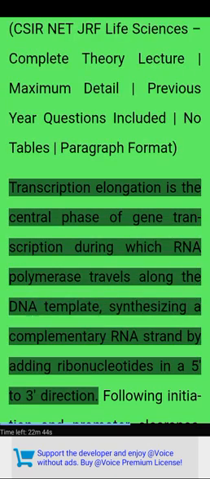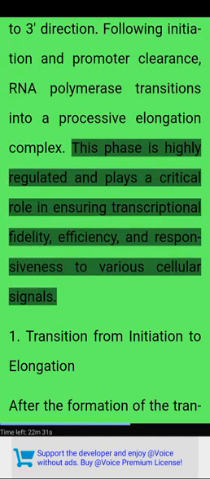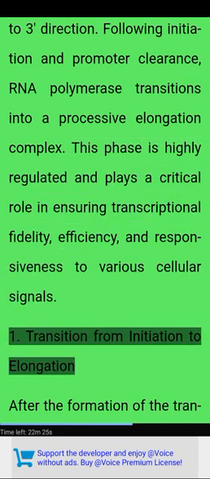Transcription elongation is a central phase of gene transcription during which RNA polymerase travels along the DNA template, synthesizing a complementary RNA strand by adding ribonucleotides in a 5' to 3' direction. Following initiation and promoter clearance, RNA polymerase transitions into a processive elongation complex. This phase is highly regulated and plays a critical role in ensuring transcriptional fidelity, efficiency, and responsiveness to various cellular signals. 1. Transition from initiation to elongation.